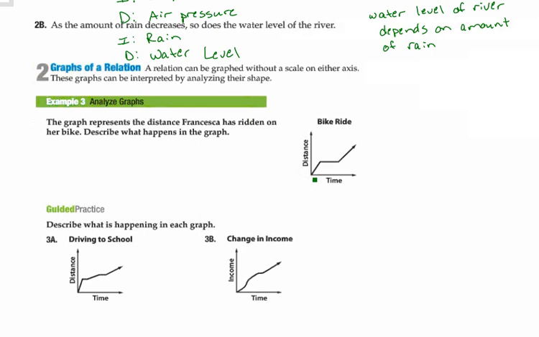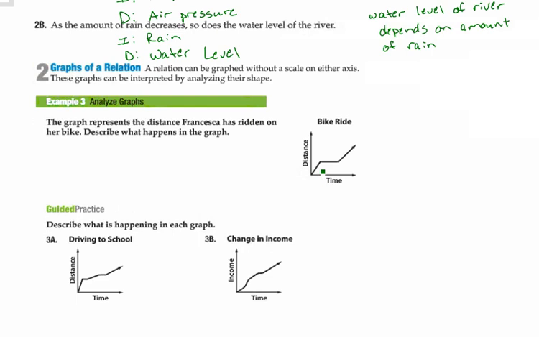And again, quickly getting a little summary of what that graph means. So a relation can be graphed without a scale on either axis. So again, notice that we don't know how much time this is. This could be minutes, seconds, hours, but we can get a quick interpretation of what's going on. So example 3, the graph represents the distance that Francesca has ridden on her bike. Describe what happens in the graph.